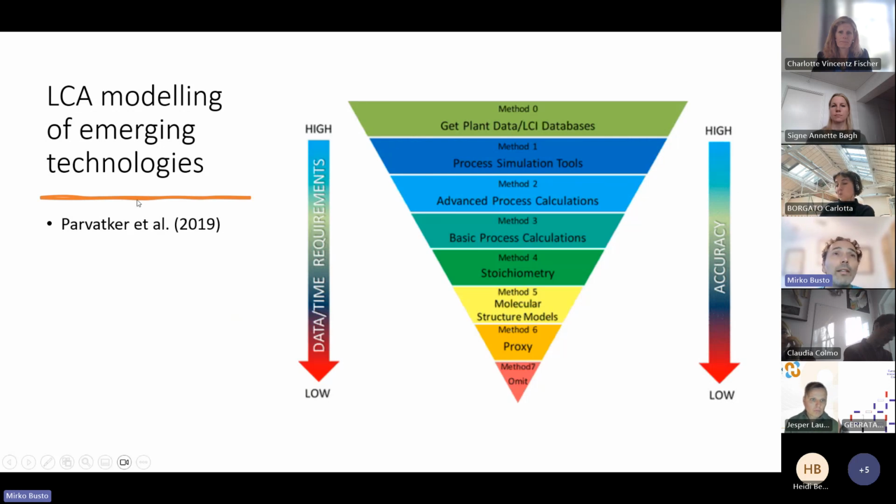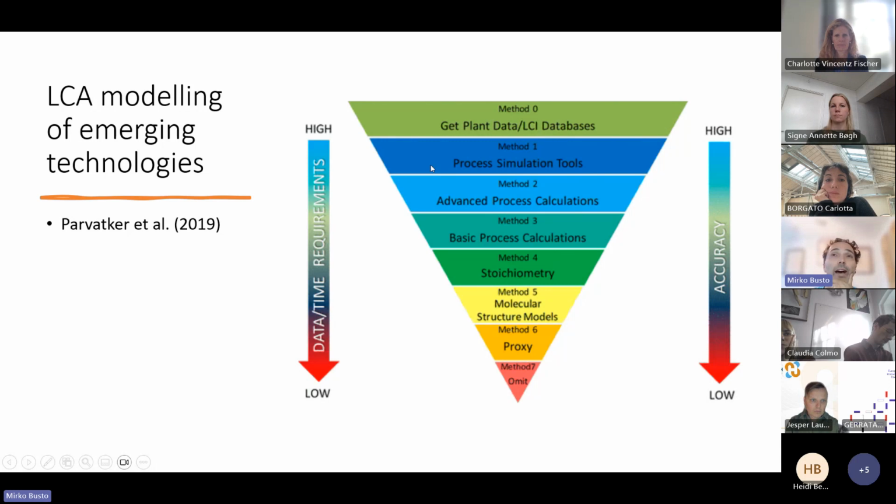We are modeling some new emerging process, and we have a very limited amount of data. We can have different amounts of data in different situations. This is a slide coming from Barkavatker. So we have different scenarios on how to deal with different data availability to model an innovation. It could be that we have data coming from some plant data or some database. That's normally not the case in low TRL projects. So we can build a model on that.